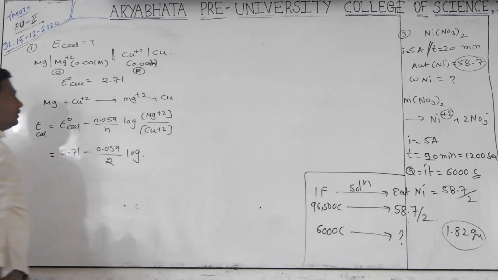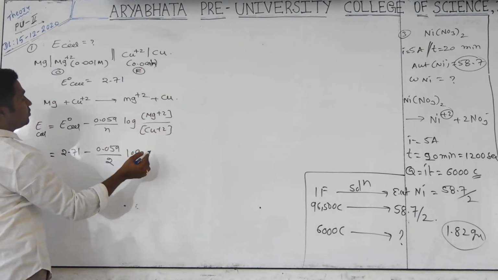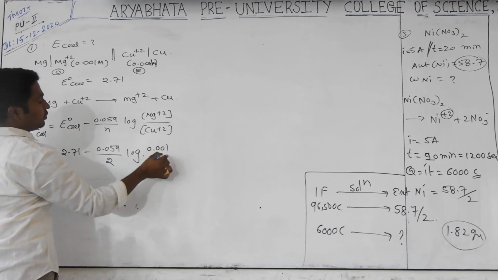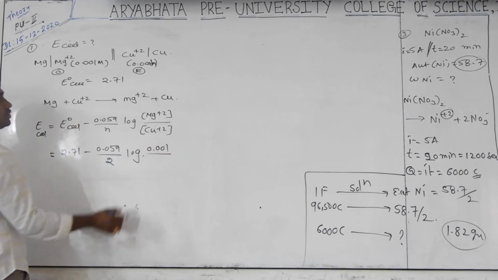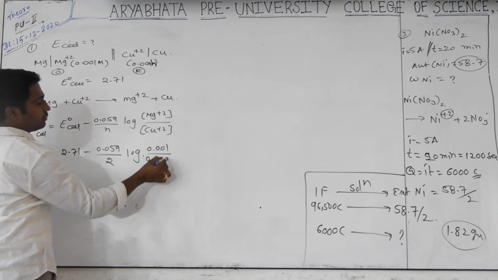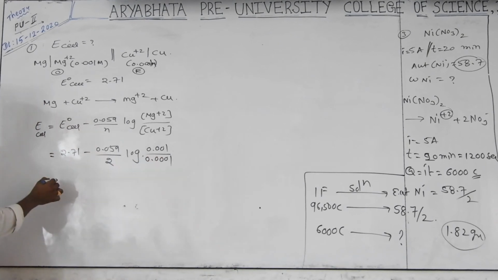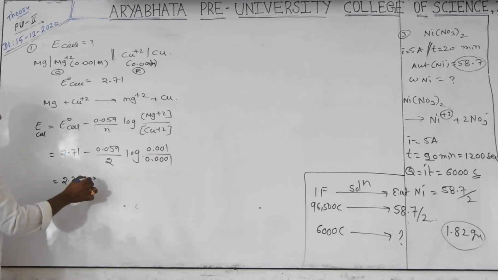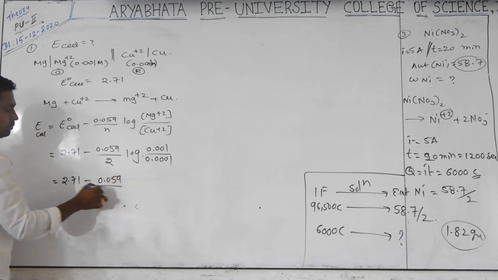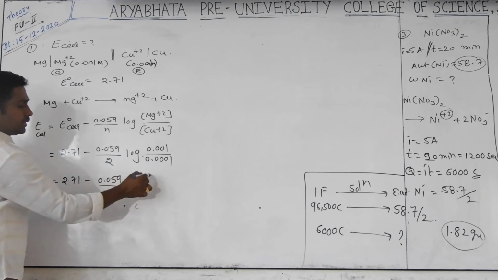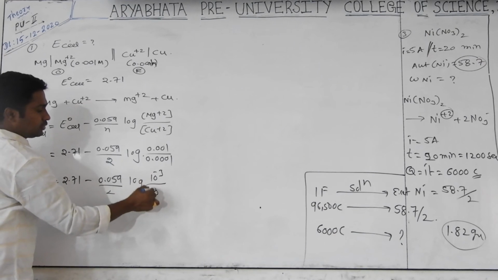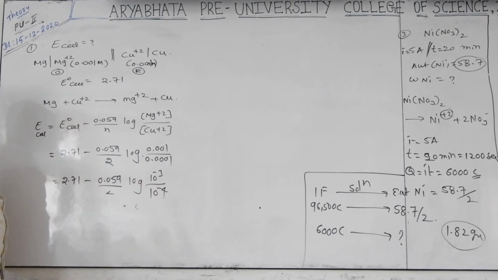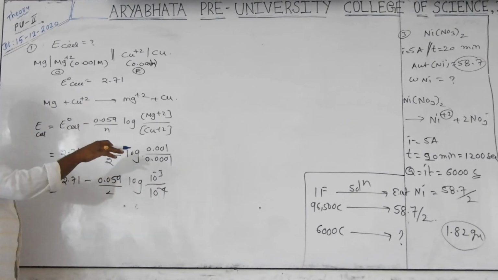Then what is coming? Mg plus 2 is how much? 0.001 by Cu plus 2 is how much? 0.001. Then you can do simplification. 2.71 minus 0.059 by 2 into log of 10 to the power of minus 3 by 10 to the power of minus 4. Minus 4 comes up as plus 4.